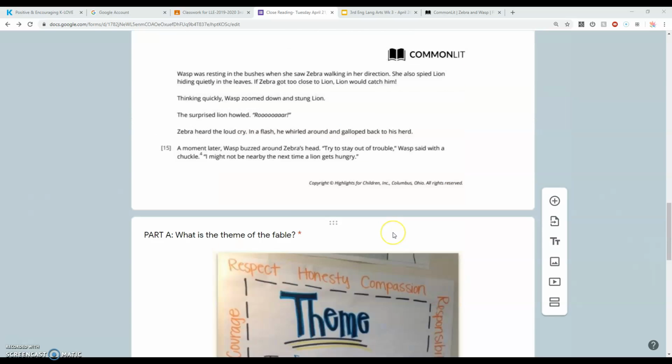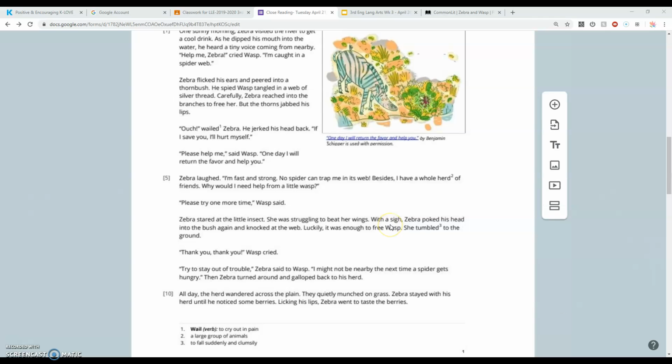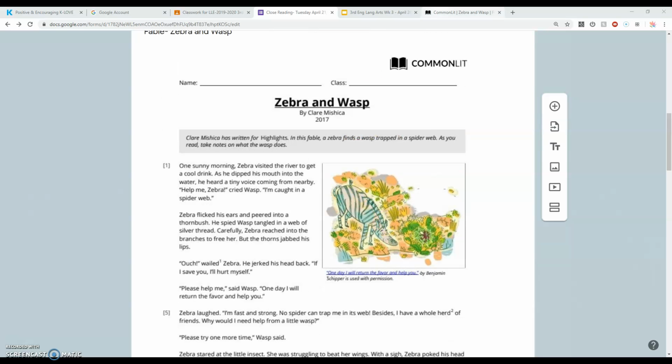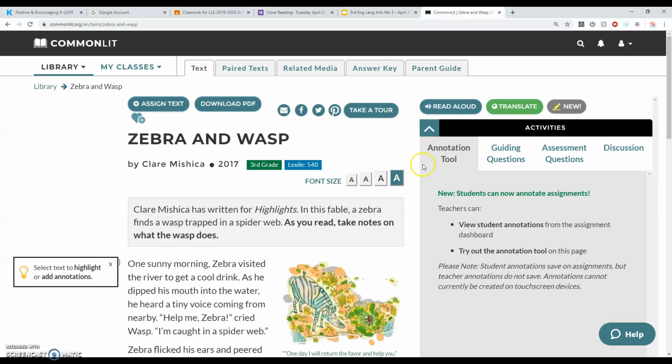So as I read the story, I want you guys to think, okay, what is the theme of the story? What is the moral of the story? What is this trying to teach me? What is the lesson of the story? Okay, so I'm going to go ahead and have the computer read you the story, Zebra and Wasp. We talked about this yesterday. This is a fable. Okay, so let me go ahead and start.